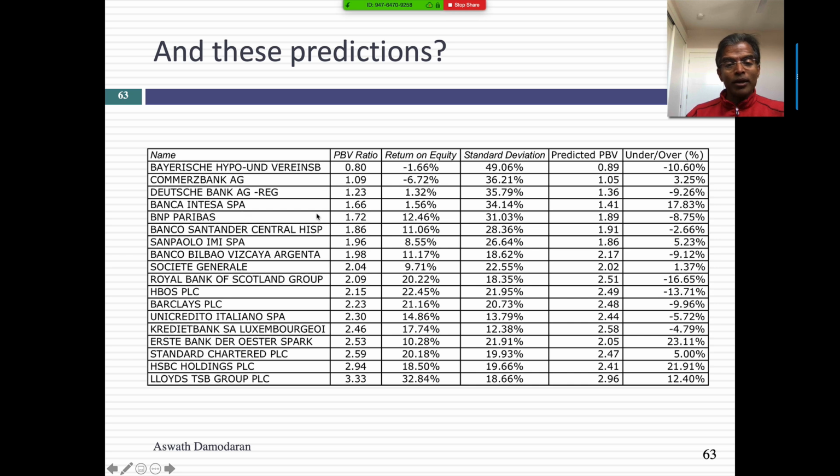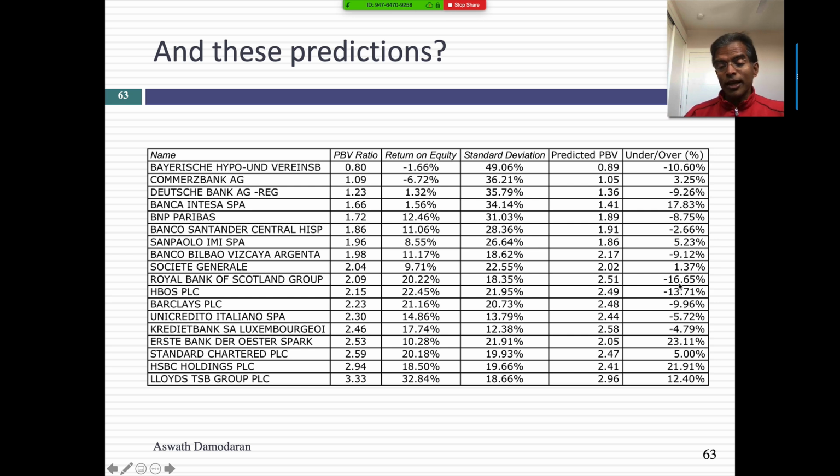Conversely, if I look at Banca Intesa, price to book ratio 1.66, the predicted price to book I get with that return on equity and that standard deviation is 1.41. It looks overvalued by about 18%. In fact, the most overvalued bank, at least when I did this in 2010, was an East European bank called Erste, 23.11%. The most undervalued bank, I'm looking for the most negative number, was Royal Bank of Scotland, minus 16.65%.